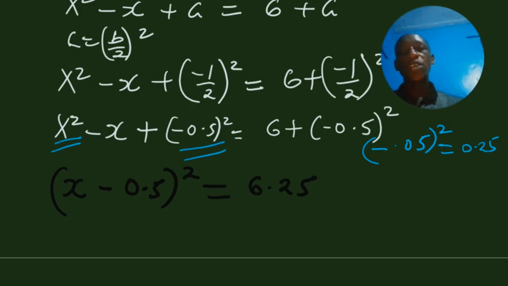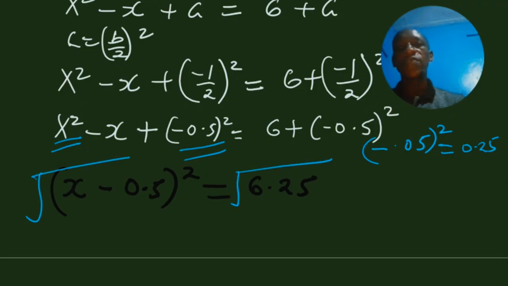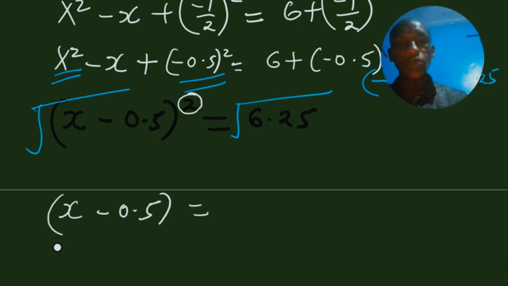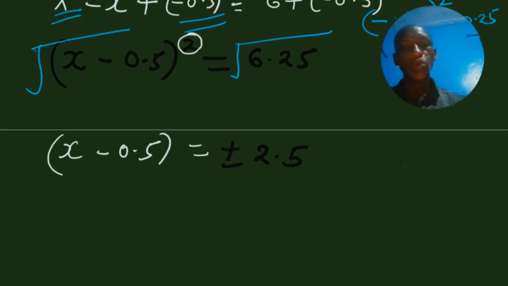At this point, find the square root of each side. We agreed that when you find the square root of the left side, it will remove this square here. So we shall be left with x minus 0.5 in bracket is equal to, at the right side, the square root of 6.25 is plus or minus 2.5, because if you take negative 2.5 and then you square, you get 6.25. Again, if you take positive 2.5 and square, you still get the same answer, and that's why we're saying that the square root of 6.25 is plus or minus 2.5.